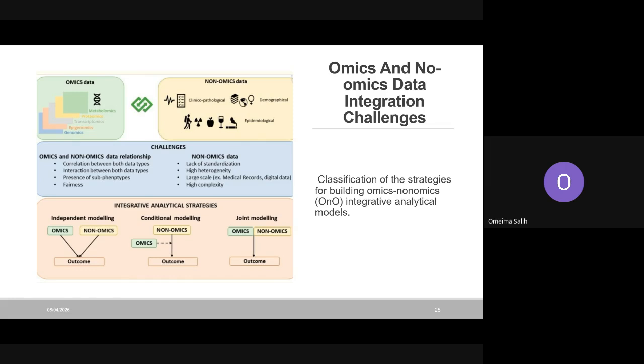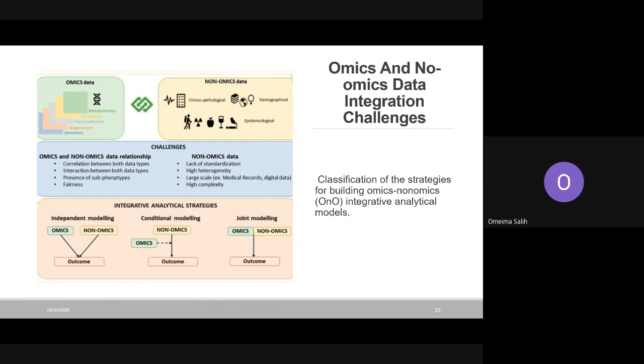Then this diagram shows you how to integrate omics and non-omics data. As I mentioned before, non-omic data is very important. There are challenges in integrating non-omic data, and as I mentioned before, non-omic data consists of demographic and epidemiological data you are collecting besides the omic data, which you already integrated and studied using the different integration tools.